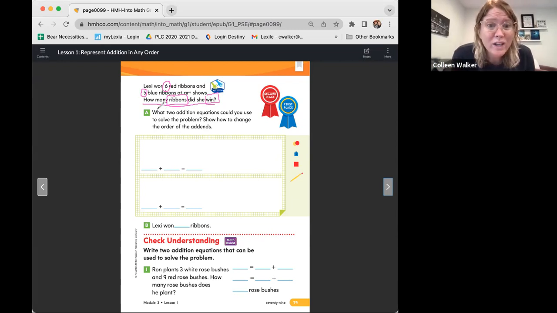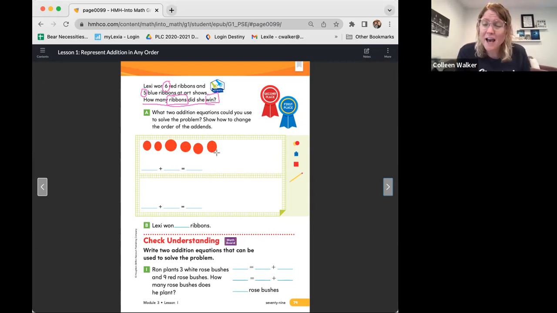Okay, so part A says, what two addition equations could you use to solve the problem? Show how you change the order of the addends. So I think it would be helpful if I draw a picture and my colors match. So let's go ahead and start with, how many red ribbons did she win? Yes, if you said 6, that's correct. Can you help me count to 6? 1, 2, 3, 4, 5, and 6.